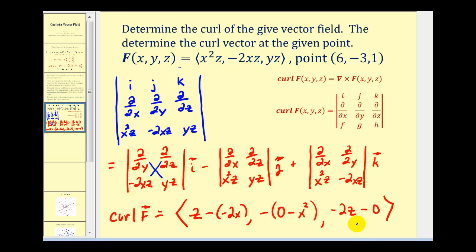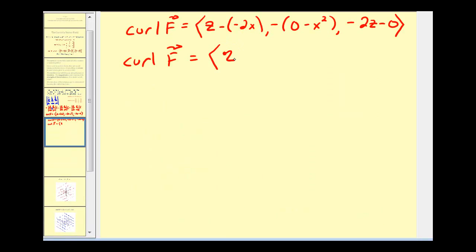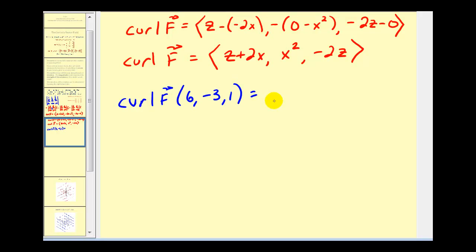Let's go ahead and simplify this on the next page. So we'll have z plus 2x. This would be positive x squared. And here we'd have negative 2z. Notice the curl of vector field f is another vector field. Now we want to determine the curl at the point 6, negative 3, 1. So the x component will be z plus 2x. It's going to be 1 plus 2 times 6, that'll be 13. The y component is going to be x squared, that'll be 6 squared or 36. And the z component is negative 2 times z, or negative 2 times 1.